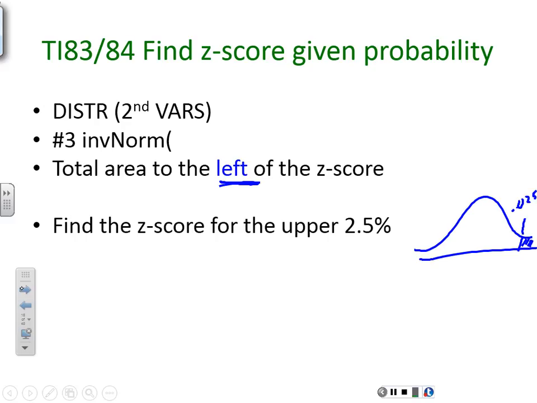It's going to be an inverse norm because I'm trying to find the z-score that gives me this area. So I know the area, and I'm trying to find the z-score. Okay, it's going to be the 0.975. Why? Good. So if you take the inverse norm of 0.975, is that the 1.96?